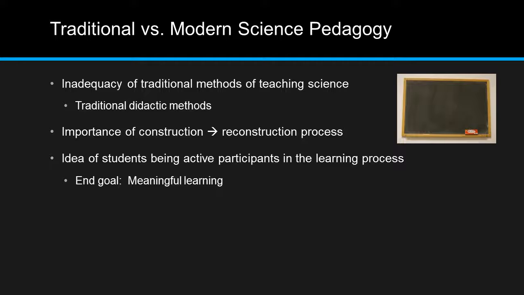However, considering what we know about social learning theory, we understand today the importance of students having opportunities to actively construct knowledge. Thus, with modern methods of science teaching that enhance students' opportunities for active engagement, we see students constructing new knowledge, challenging this new knowledge, and engaging in a construction-reconstruction process. Providing students with opportunities to be active participants in the learning process ultimately leads to meaningful learning.